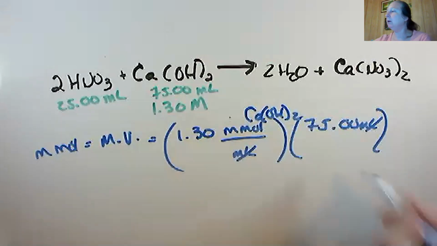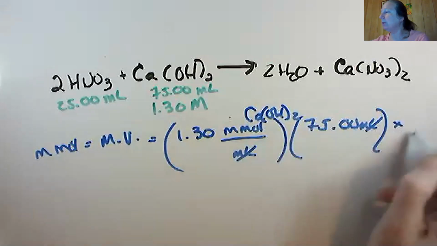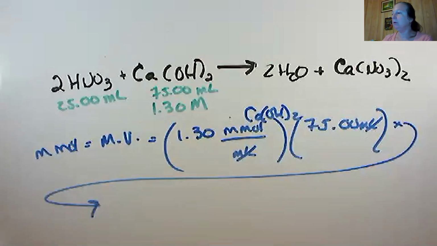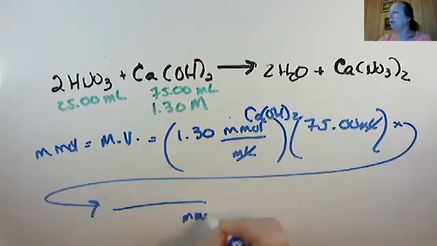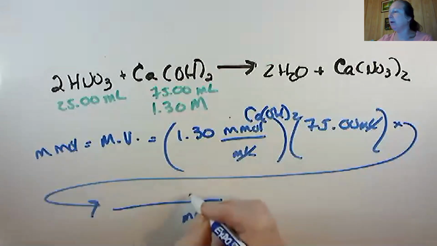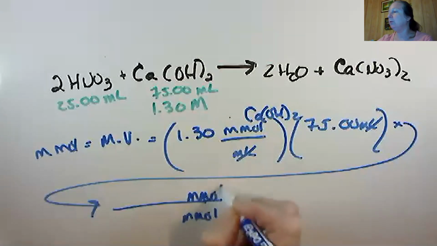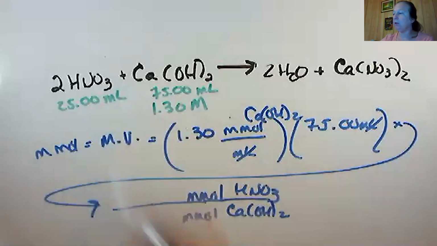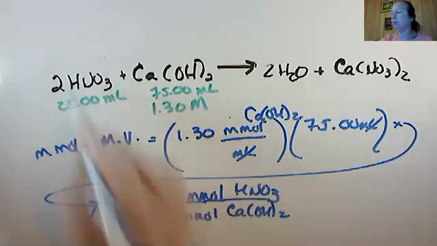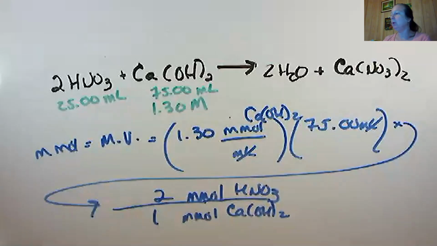You can keep going with the stoichiometric relationship, because now we have millimoles of calcium hydroxide. And now we want to say, well, all right, how many millimoles of acid did we use? And we go to our equation and you say for every 1 millimole of calcium hydroxide, I use 2 millimoles of nitric acid. My millimoles of calcium hydroxide will cancel out. See, I'm continuing to cancel out my units and I still am down to millimoles of acid left.